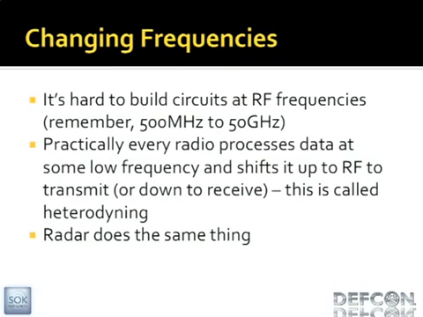So the way that virtually every single radio works is they process the data at some low frequency. If you have a voice, like FM radio, the transmitter is just recording audio and processing audio. And then when it gets ready to transmit, it just magically shifts that signal up to the frequency it's transmitting at, like 100 megahertz. What this is called is heterodyning. Radar pretty much works the exact same way in almost every case.